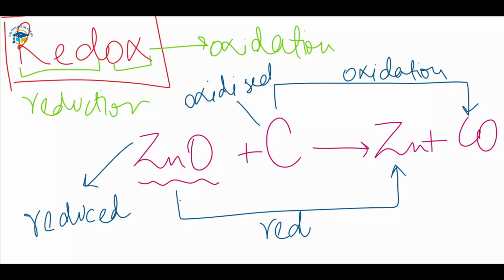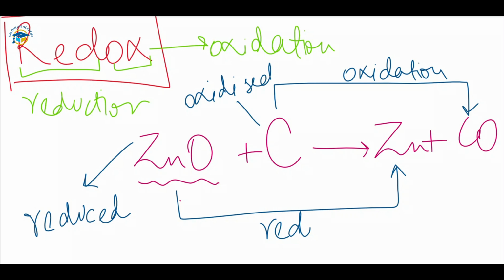So the two processes occur together. The zinc oxide has been reduced by the carbon. In carrying out this reaction, the carbon has itself been oxidized to carbon monoxide gas. You can notice that oxidation never takes place without a simultaneous reduction. It is better to call these reactions oxidation-reduction reactions or redox reactions, because during redox reactions there is both gain and loss of oxygen.